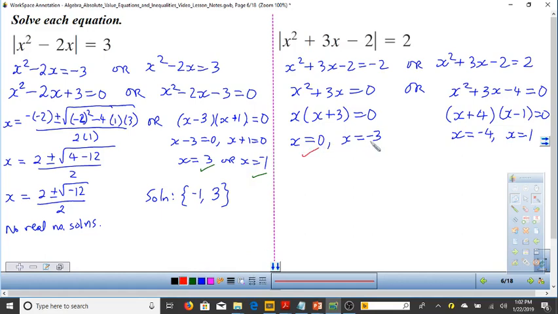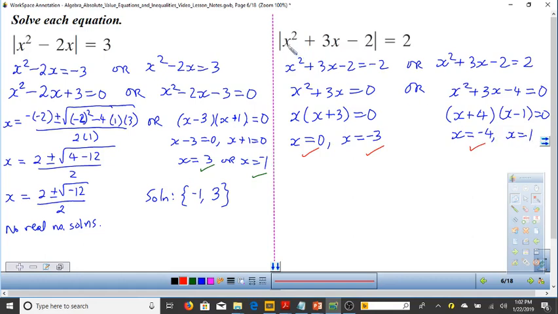Let's try the next one. The next one is negative 3. The square of negative 3 is 9. And then 3 times negative 3 is negative 9. 9 plus negative 9 is 0. Absolute value of negative 2 is 2. We try negative 4. Negative 4 squared is 16, plus 3 times negative 4, that's 16 minus 12. That's positive 4. Positive 4 minus 2 is 2. And so the absolute value of 2 is 2.